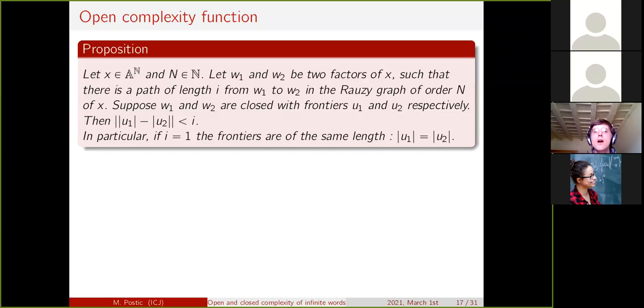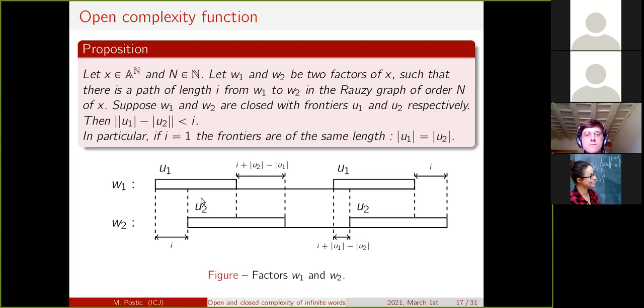Okay, so with this, we were able to prove the following proposition, which states that if you take an infinite word and you look at its rosy graph of order n, and you take two factors which are closed and which are not too far away in the rosy graph, then you know that the sizes of the frontiers must be not too far away one from the other.